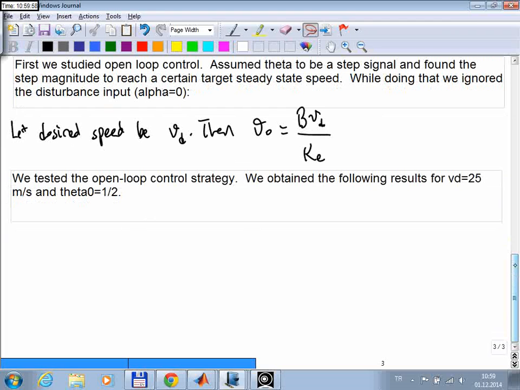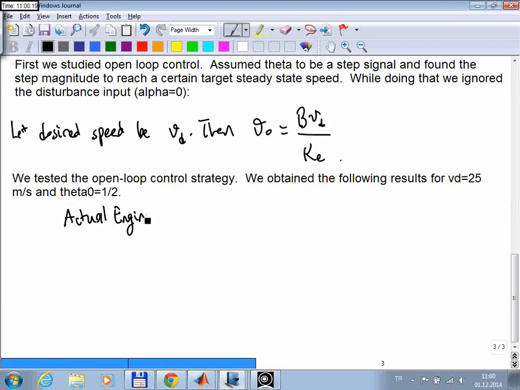Okay, so now let me make a table. When we get this table, you will be able to see all the results at once. The first one is the actual engine constant. The second column is road disturbance, or let me just put alpha, road inclination. And the last column is the actual steady state speed. Okay?